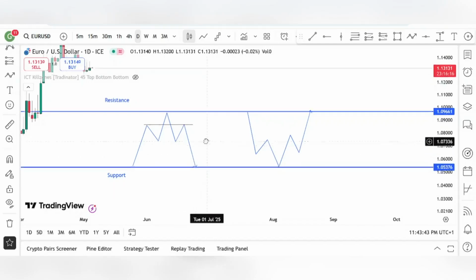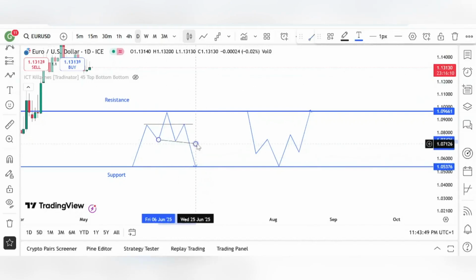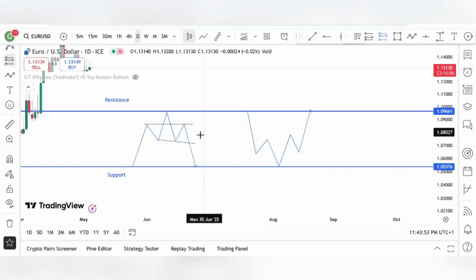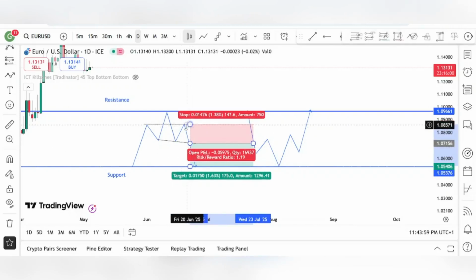So now, what are the entry models for this? First, like I will always say, you wait for what? Neckline break. This is a good confirmation. So when you wait for the neckline break, you enter the trade, and then you target this low. You put your SL at this high, right? Yes, you put your SL at this high, and then you target this low.